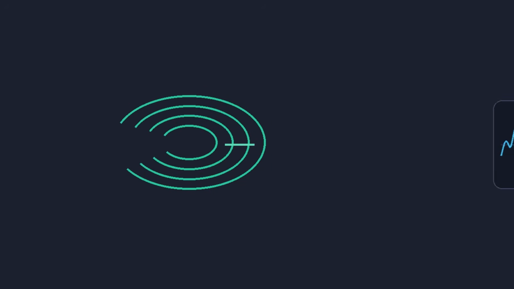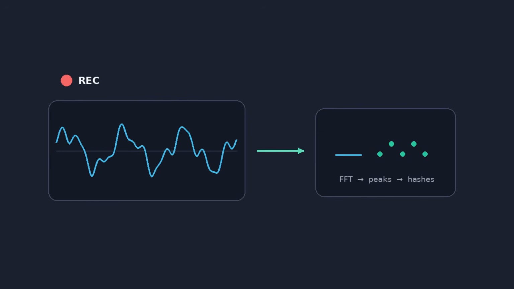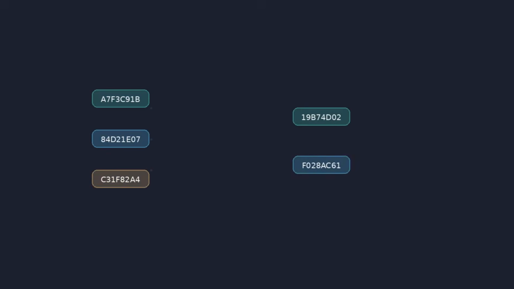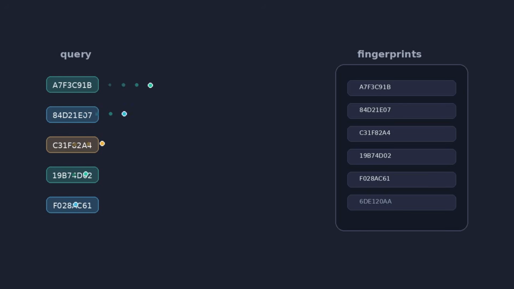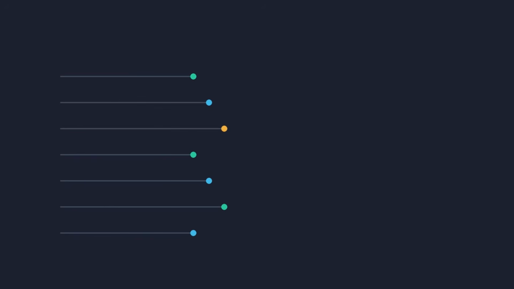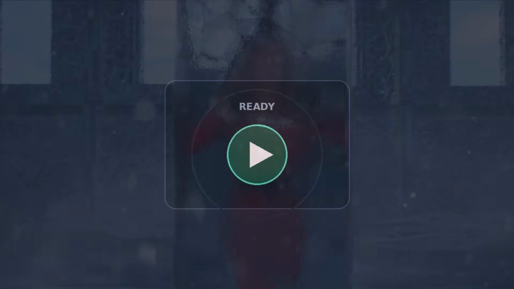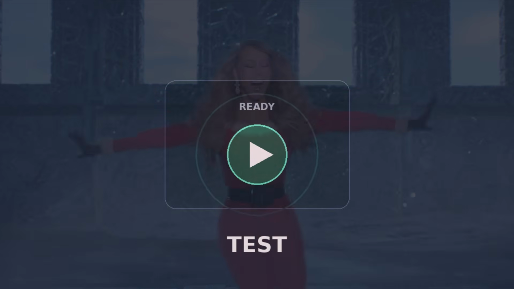Now I just had to use that fingerprint to recognize a song. So I recorded a short clip of the song and ran it through the exact same process. That gave me a new set of hashes. Then I compared those hashes against the fingerprints I'd already made. And if enough of them matched at the same relative time, I had my song. So after all of that, it was finally time to test whether this thing actually worked or not.